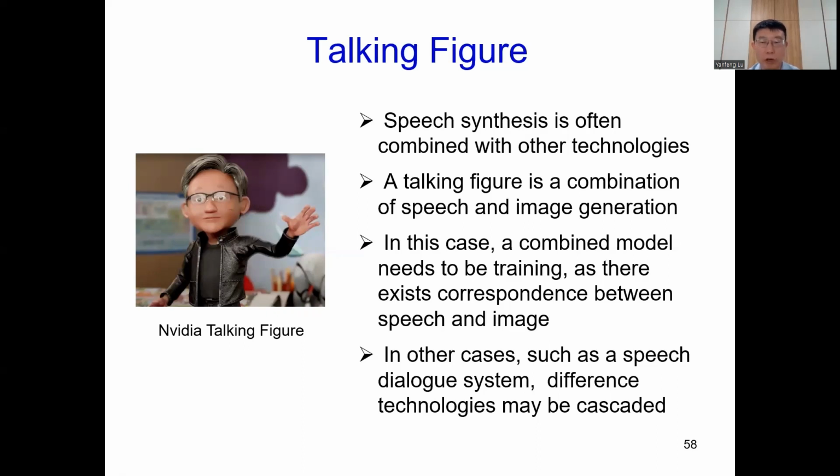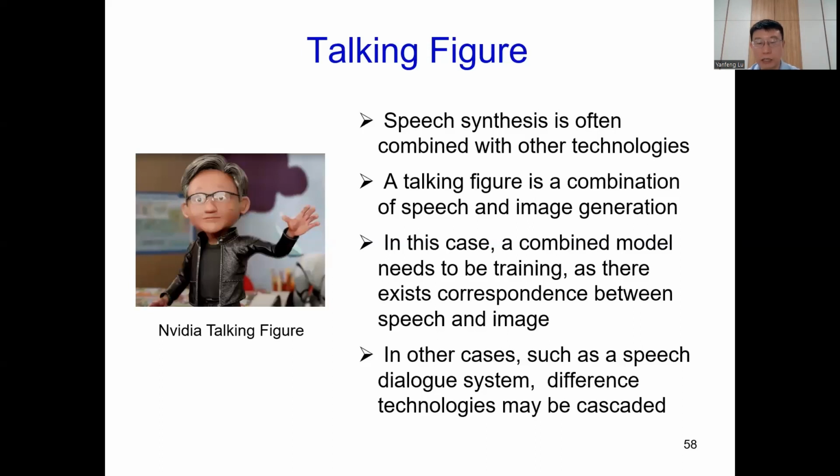When we train the model, we have to train a combined model, because in the final results, there are interrelations between the two modes of the final product. But in other cases, we don't need to train a combined model. In a case such as a speech dialogue system, we can build a cascaded system.